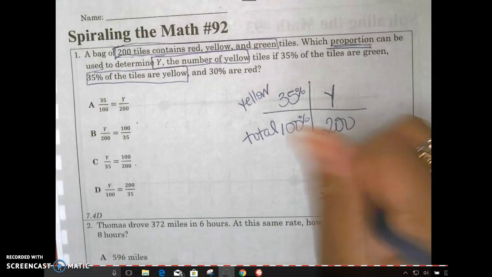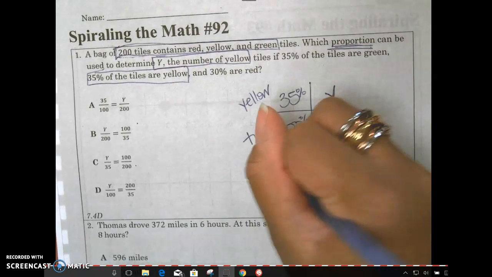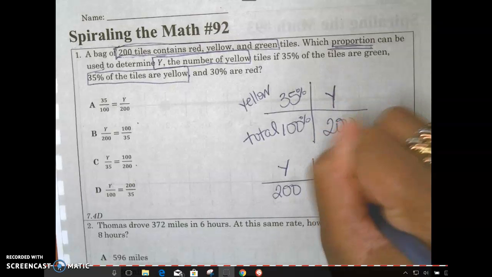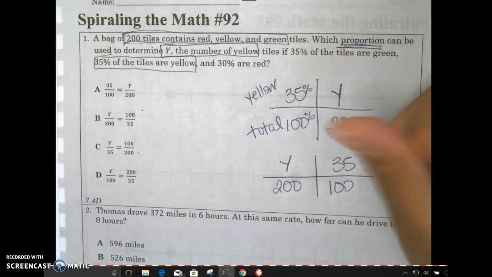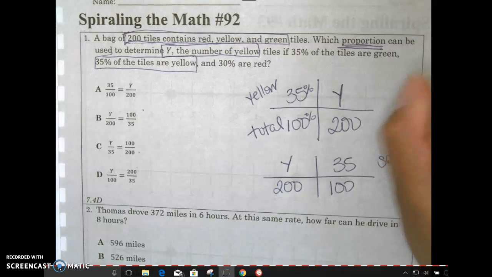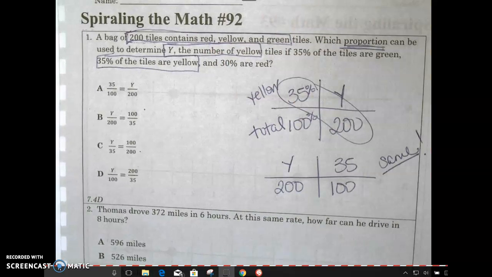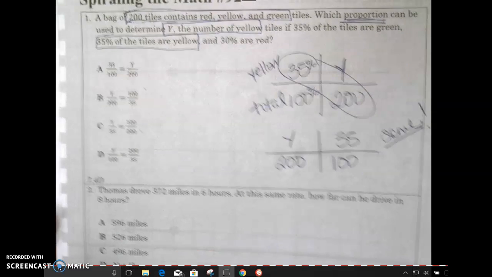What if I had written it like this, backwards? That would have been fine. It is the same thing, as long as I cross multiply 35 and 200. Good. Okay. I don't need to hear the tapping. Yeah, that would have been easy to do.